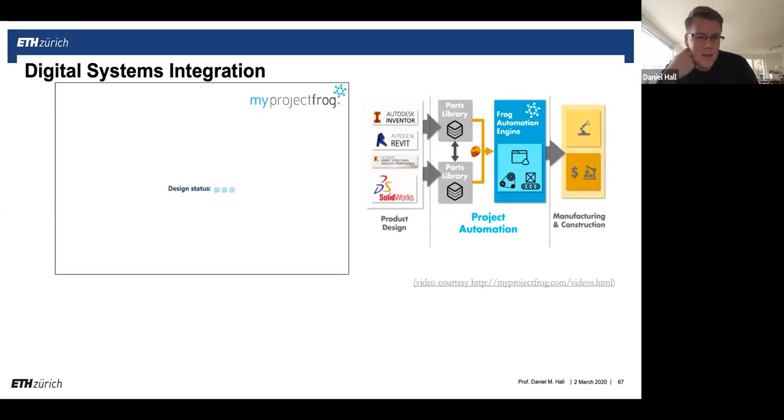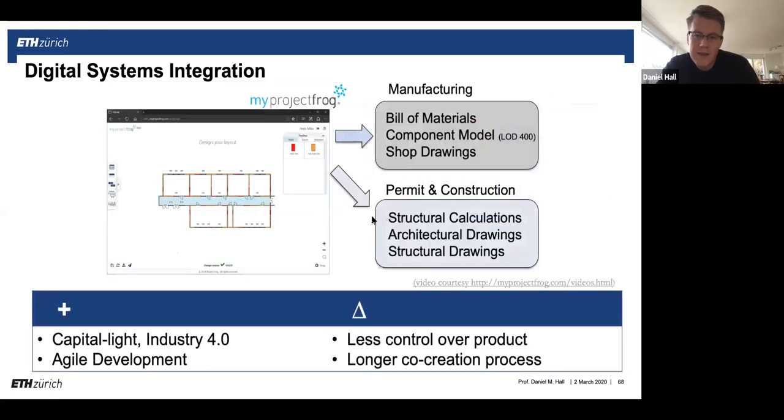But when it's all done, you just click, you know, I'm done. It checks the status. And then this is what I showed earlier, is that you can generate everything from this kind of configurator. You can generate your bill of materials. You can generate a BIM, and BIM becomes the output of this process, a component model. You have your shop drawings that need to be done, and you also can automate permit and construction. So structural calculations, architecture drawings, structural drawings can all be automated based on this approach.